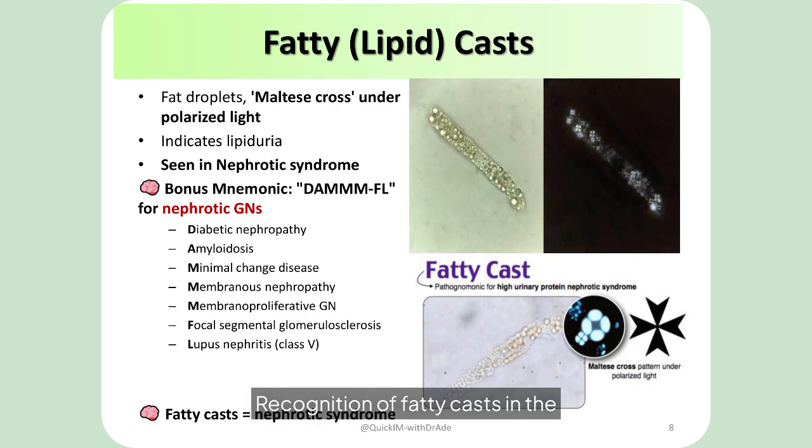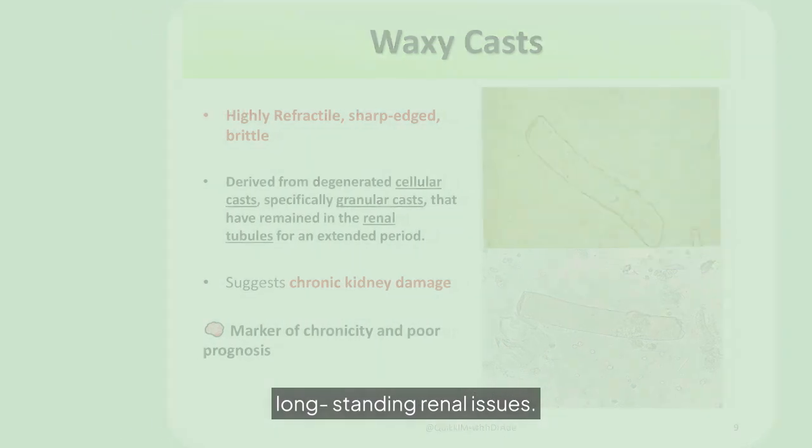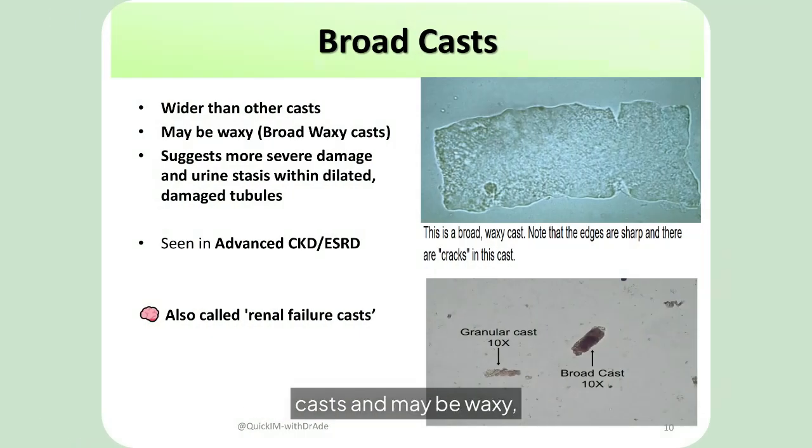Recognition of fatty casts in the urine should prompt evaluation for nephrotic range proteinuria and an underlying systemic or glomerular disease, often accompanied by edema, hypoalbuminemia, and hyperlipidemia in clinical presentation. Waxy casts are highly refractile, sharp-edged, and brittle, derived from degenerated cellular casts. They suggest chronic kidney damage and are markers of chronicity and poor prognosis, indicating long-standing renal issues. Broad casts are wider than other casts and may be waxy, indicating severe damage and urine stasis in dilated tubules.